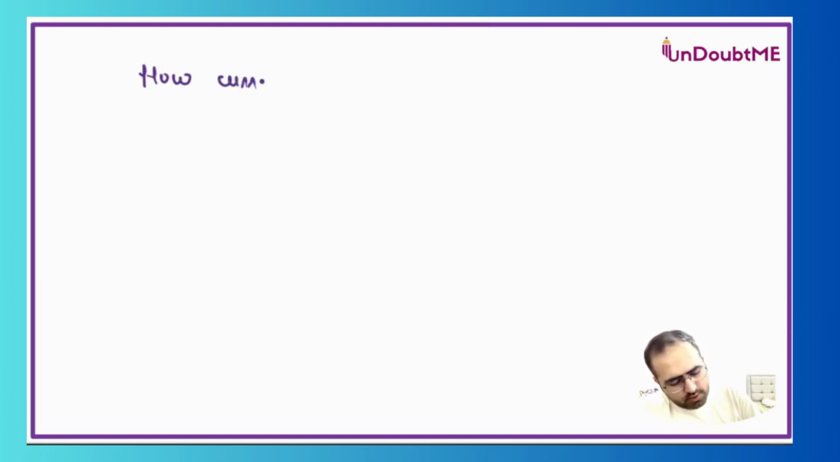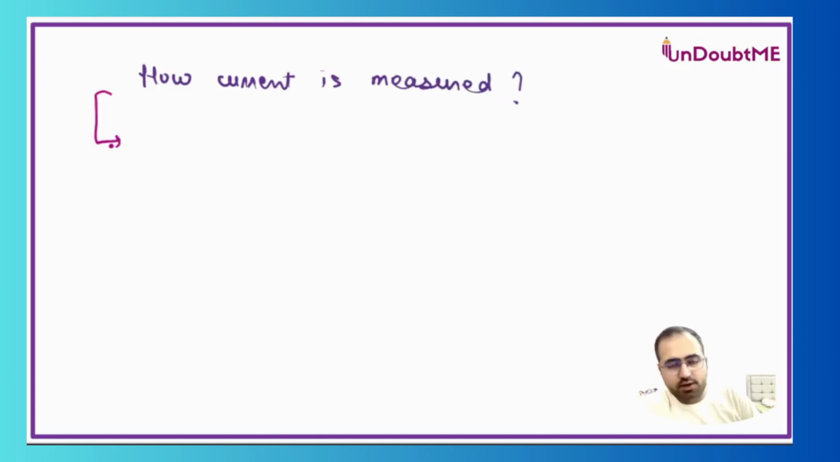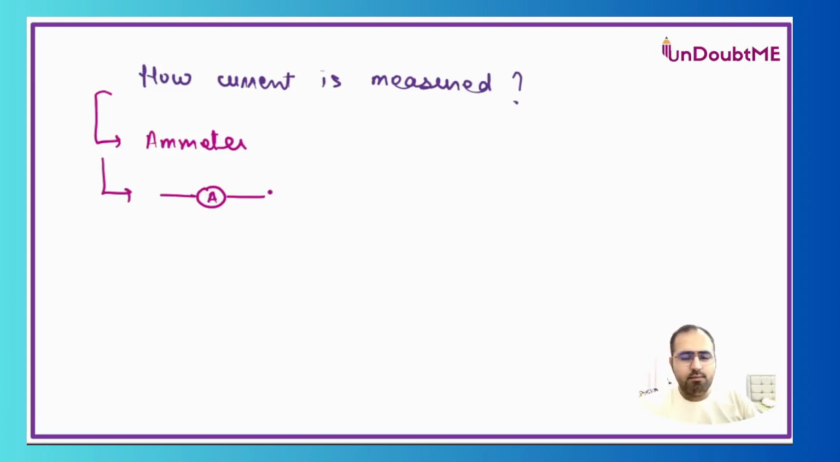How current is measured. So current is measured with a device called an ammeter. An ammeter as a circuit element looks like this. This is the symbol of an ammeter. An ammeter is connected in series in the circuit. These are the three important things which you should know about ammeter and how current is measured.